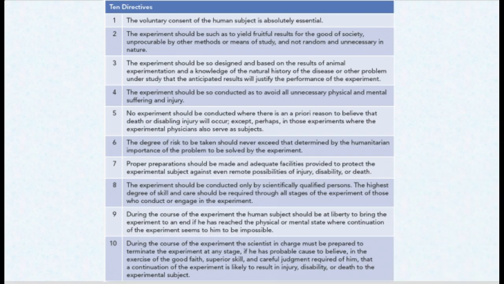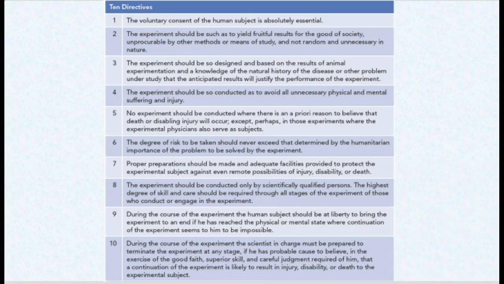So first, voluntary consent of the human subject is essential. I have to know what I'm getting myself into in your study. Number two, the study should have fruitful results that would not be available any other way and not random or unnecessary in nature. Number three, it should be designed so that anticipated results will justify the experiment. The experiment should also be conducted to avoid unnecessary physical and mental suffering and injury. No experiment should be conducted where there's a reason to believe that death or disabling injury should occur.